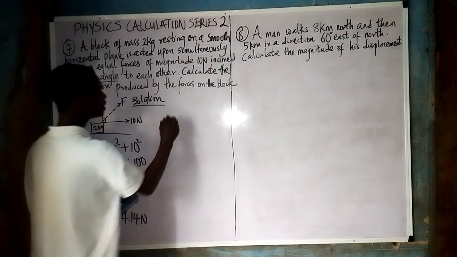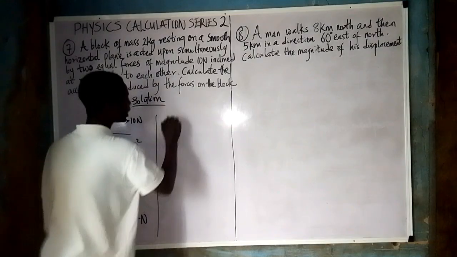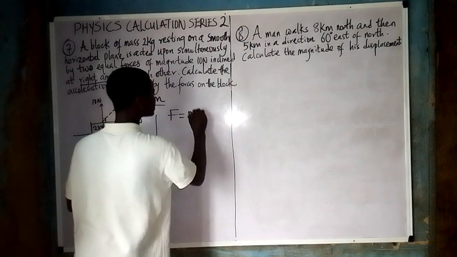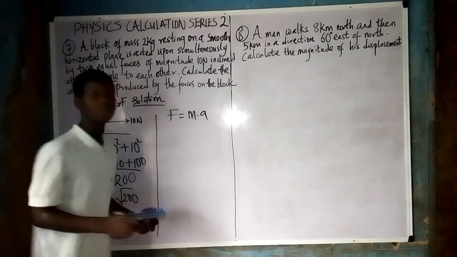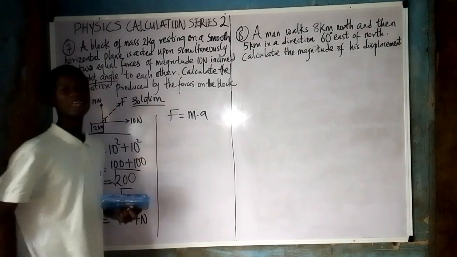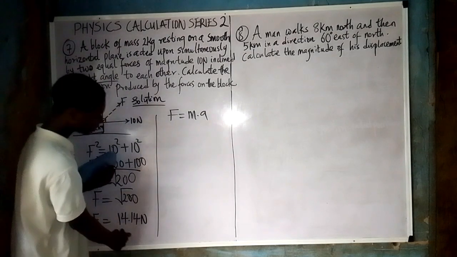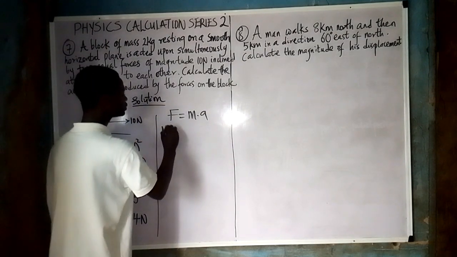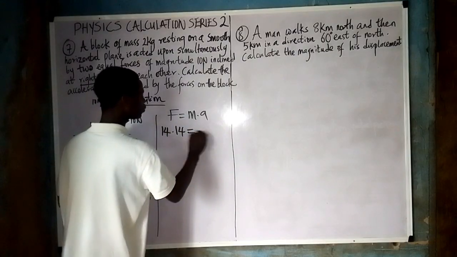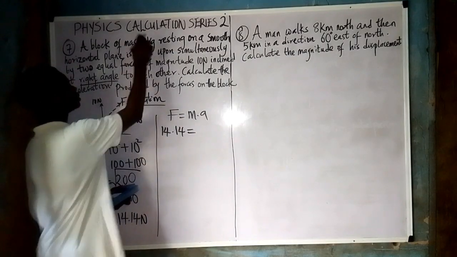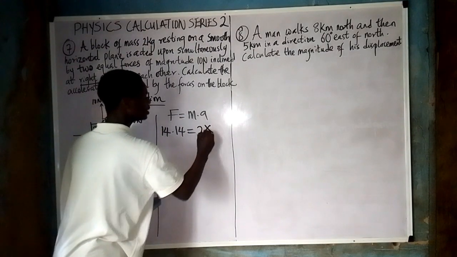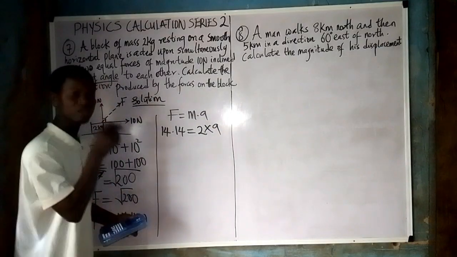We know that force is equal to mass times acceleration. Okay? So now the F here will be our net force, which is what? 14.14 equals our mass, which is what? 2 kg, times A, which is unknown. And that is what we are finding.